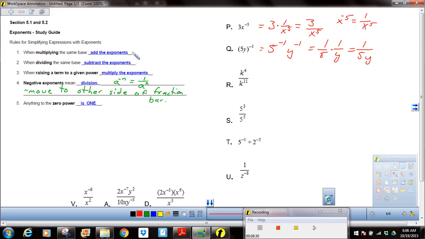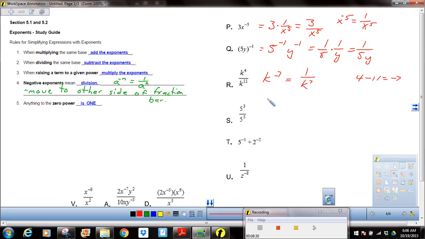Alright, this one is a divide problem. And if you're dividing the same base, you subtract the exponents. 4 take away 11 is going to be negative 7. So this is k to the negative 7. But we don't like to leave our answers with a negative exponent. So this would be 1 over k to the 7th.